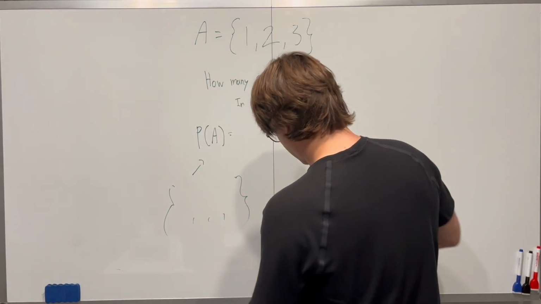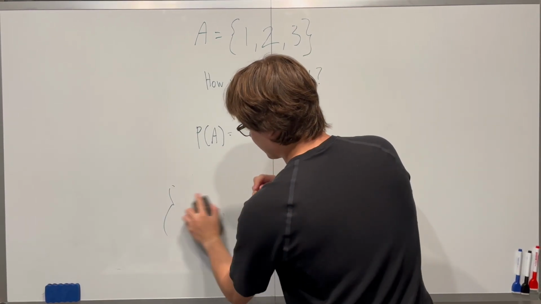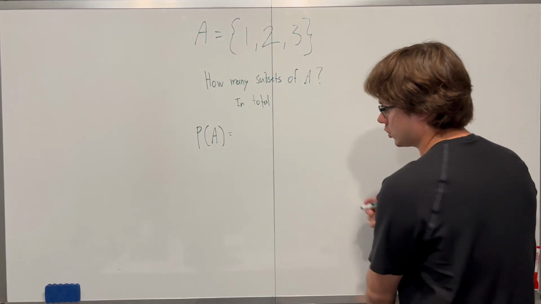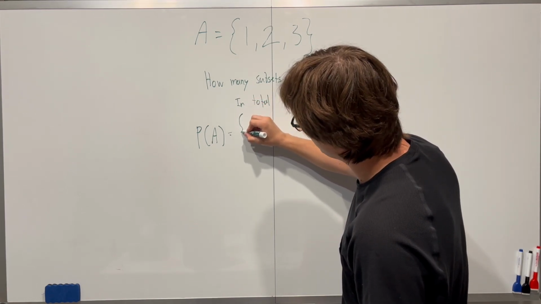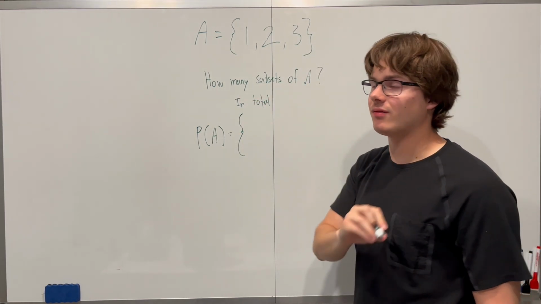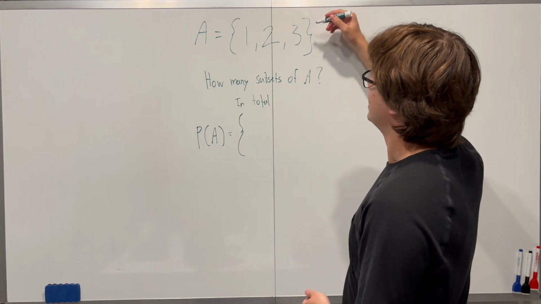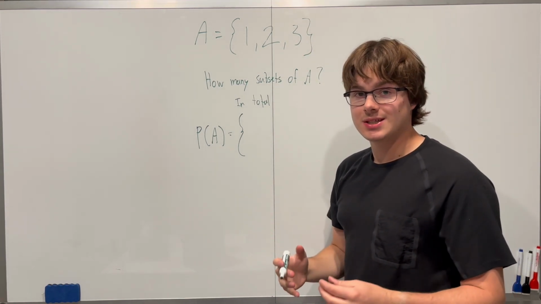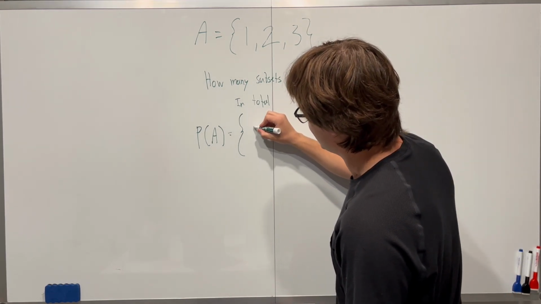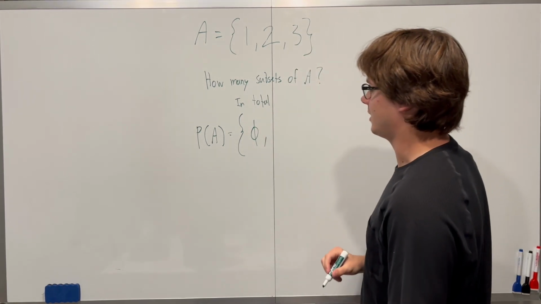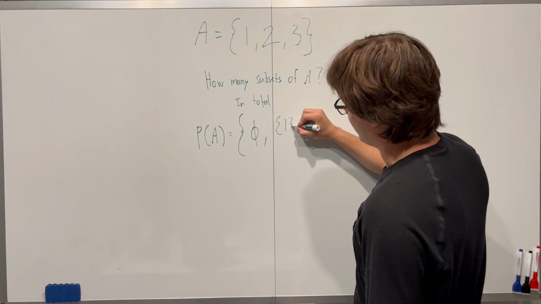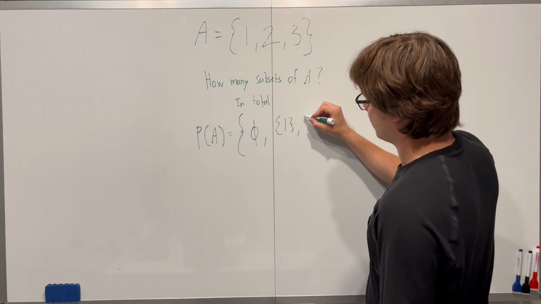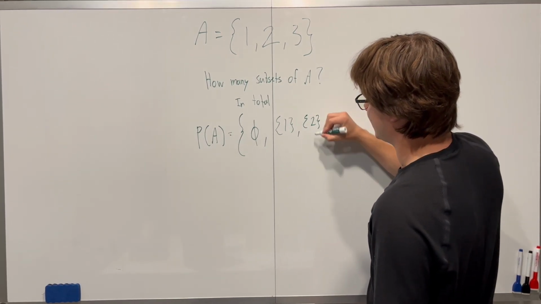So let's write that out. This will make a little more sense once I show you the actual example here. So the power set of A is going to be this huge set containing every subset. Well, what do we know? The empty set is always a subset of any set. So we can say that's going to be a subset of A. Fantastic. The set 1 is going to be a subset of A. The set 2 is going to be a subset of A.